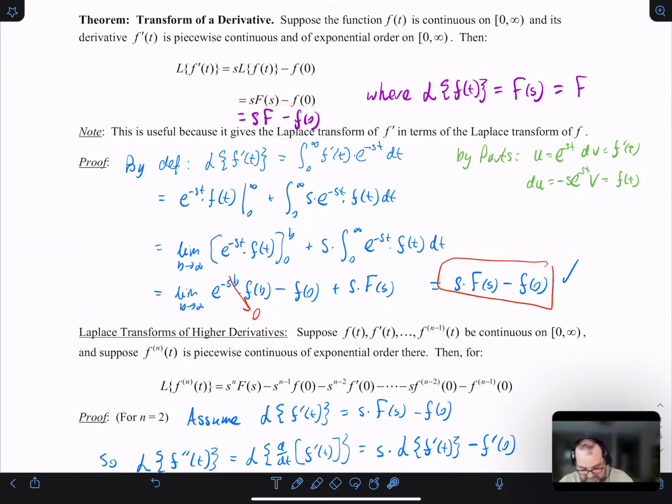And again, it is actually more convenient when we work with these things to drop the function notation for big F and just call it s times f minus f of 0. So this is a biggie for us for this section. We will see this lots of times. So we want to know this rule. We want to commit that rule to memory.